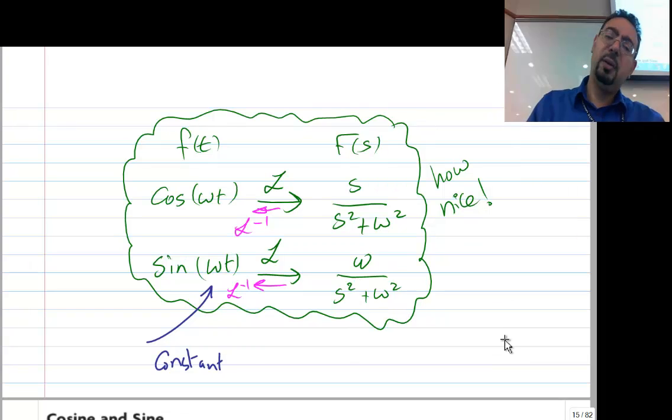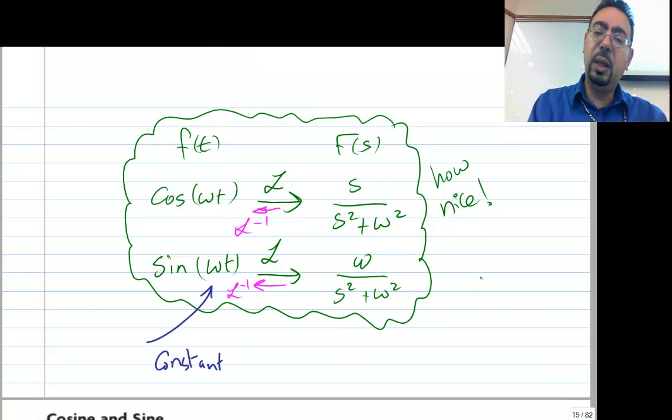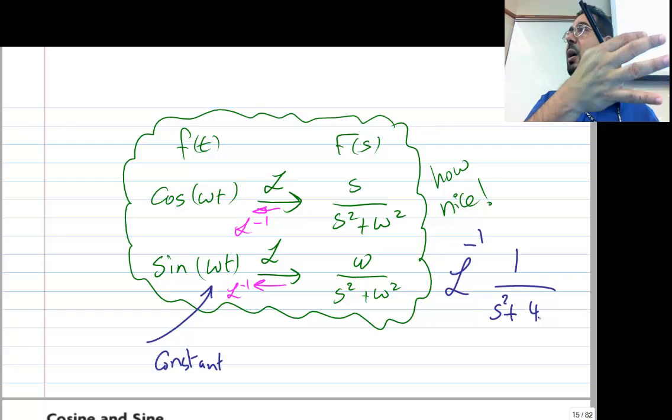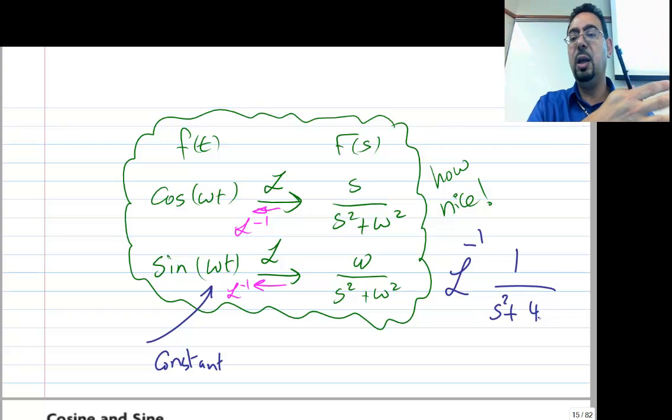Well, what if I would like to get the inverse of 1 over s squared plus 4? If only I had a 2. What should I do? Excellent. Multiply by 2 and divide by 2, and this would be the sine, and the half basically comes next to it.